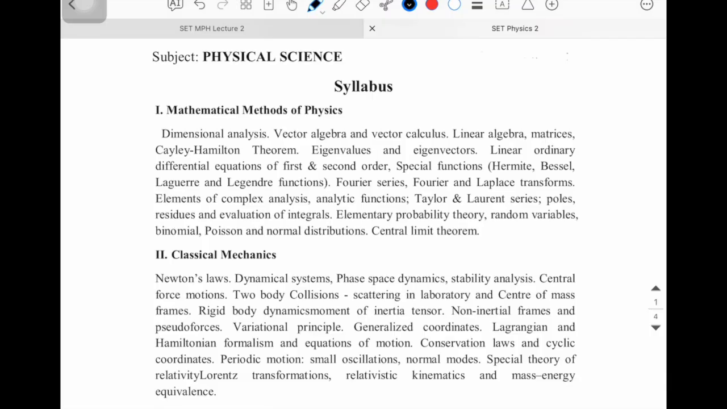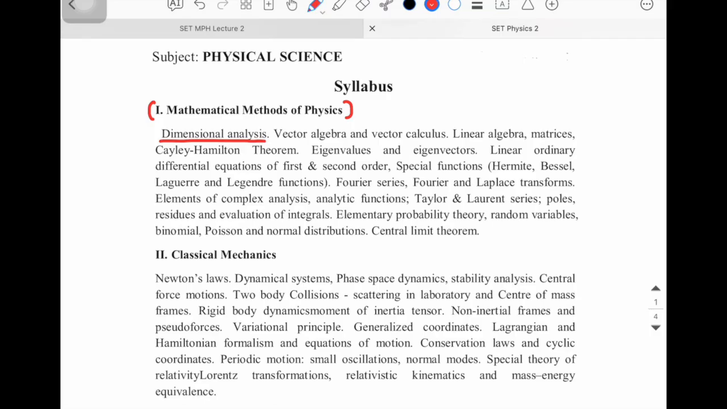In the introduction class, we have already discussed in detail the question pattern, exam pattern, and the syllabus of the SET examination. Now we are going to start our first class in the SET Paper 2 Physical Science. In physical science, we start with mathematical physics, and our first lecture is about dimensional analysis.